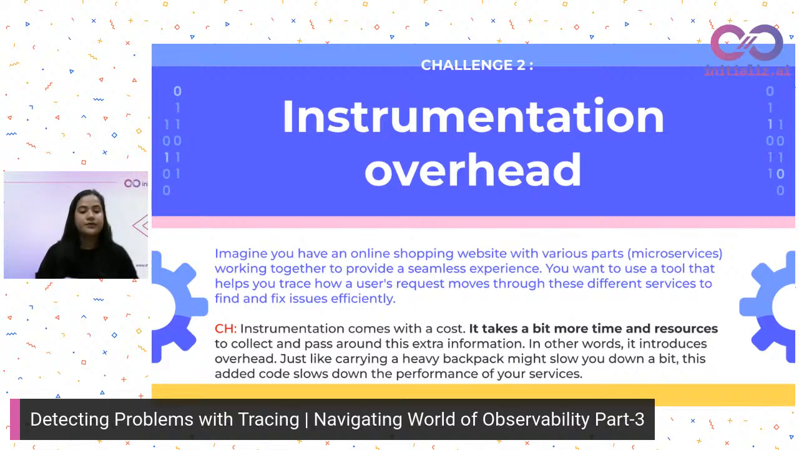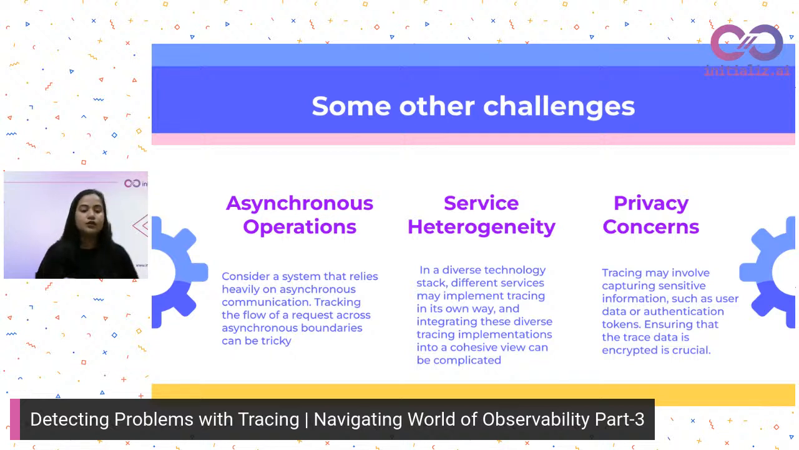There are some other challenges as well. First of all, we have asynchronous operations. These are basically different sides of the same problem. When you have to rely heavily on asynchronous communication, such as message queues or event-driven architectures, tracking the flow of a request can be tricky. For example, if a request starts with an HTTP request, then triggers an asynchronous process through a message queue, and finally results in another HTTP response, correlating these events into a single trace can be challenging.